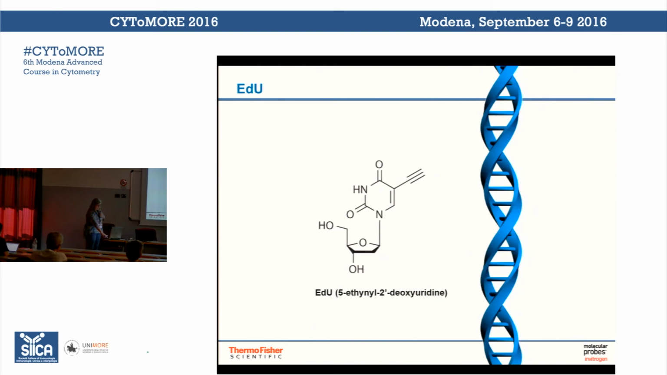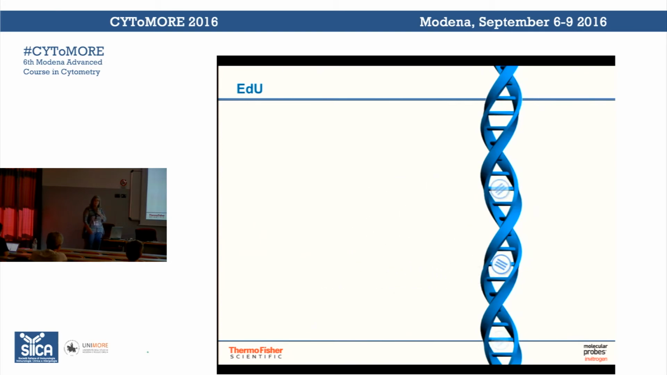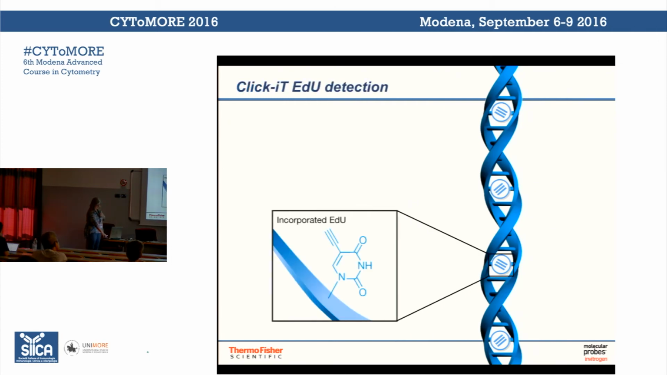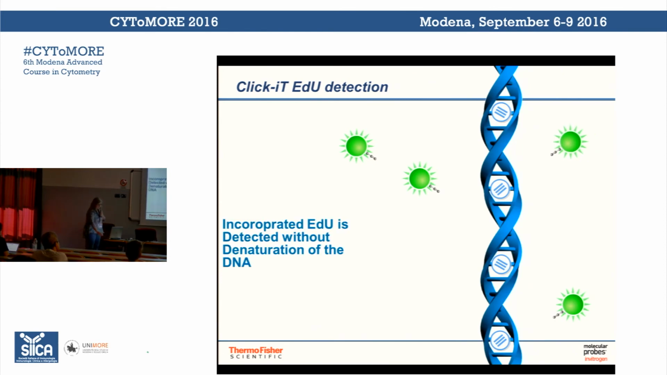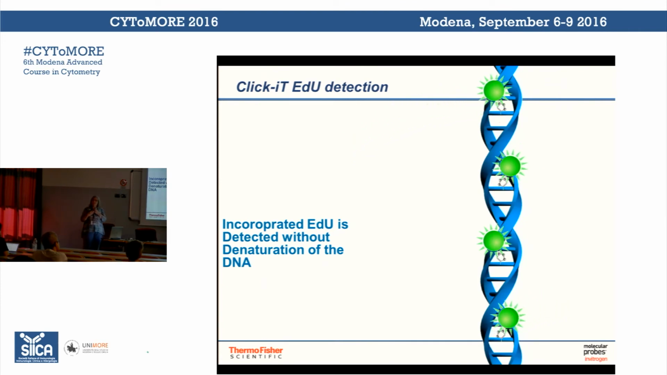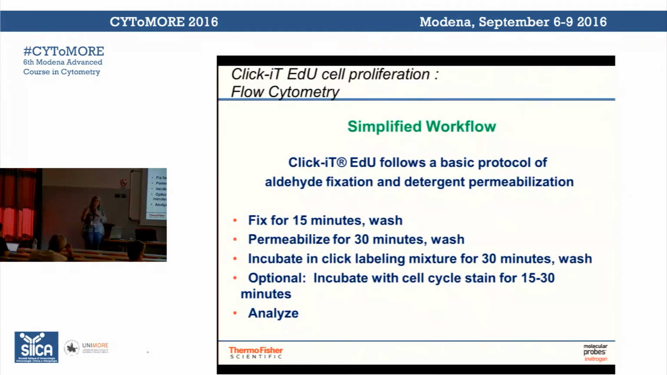So EdU, also a thymidine analog, incorporated into actively synthesizing DNA. However, it's detected with this very small molecule, dye-labeled azide, and it does not require any sort of DNA denaturation. So why do we care about this? Well, it makes a very simplified protocol.